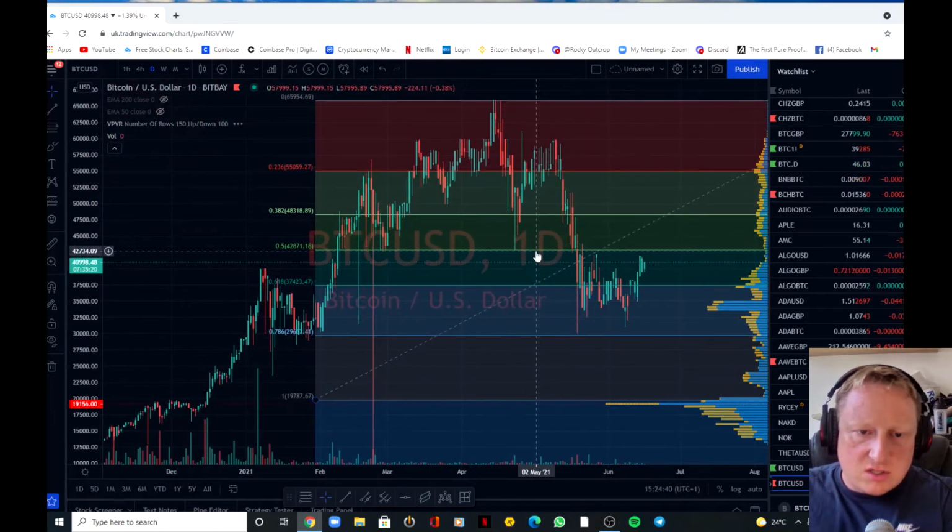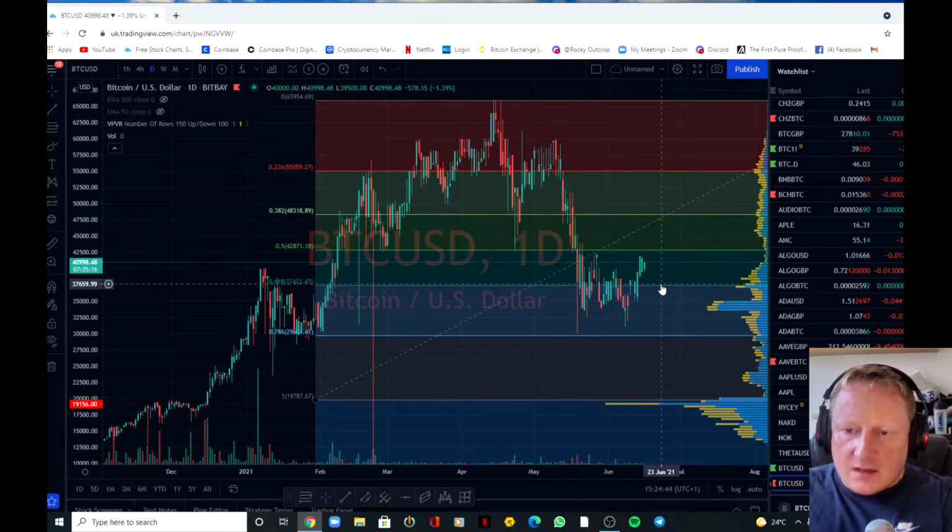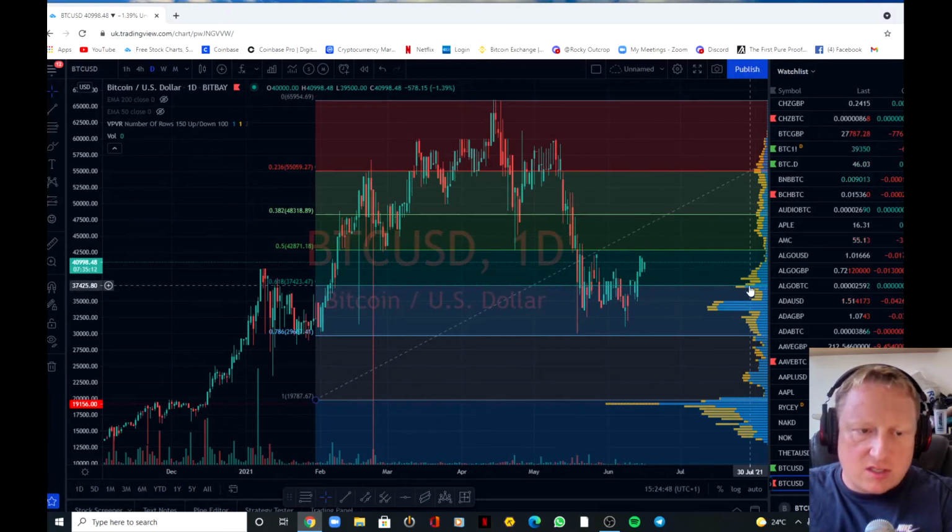and resistance at the 50%, but the 61.8 price range, which again is the VPR, lines up nicely with it, and shows us that we could go down and find some support at $37,500, but that we will have a resistance at 40.